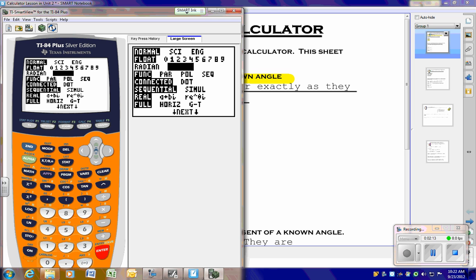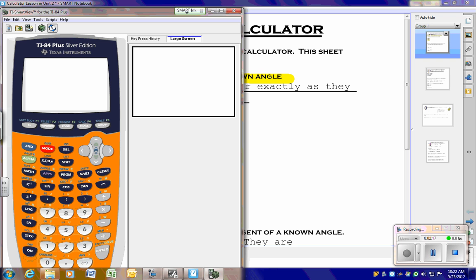Once you have the setting on degree, then you can just type in exactly what I had on the sheet. The sine key is right here, highlighted in red right now on the screen, and then I would type sine 65, and then enter. It gives me my answer. Our classroom rule is going to be, if you're not sure how much to round, give me 3 decimal places. So we'd write down 0.906. That would be my answer.